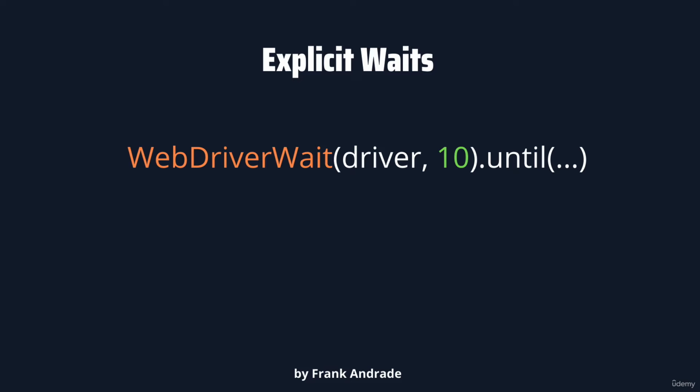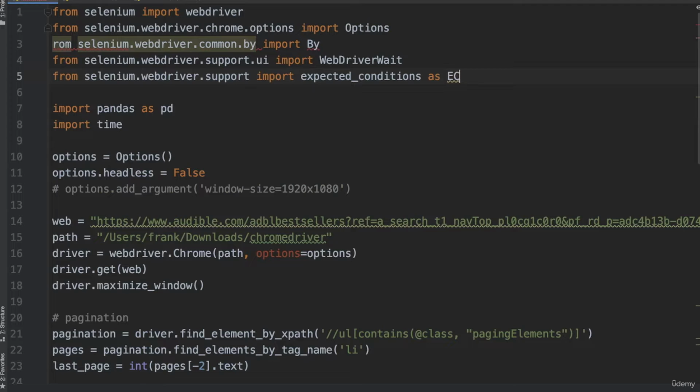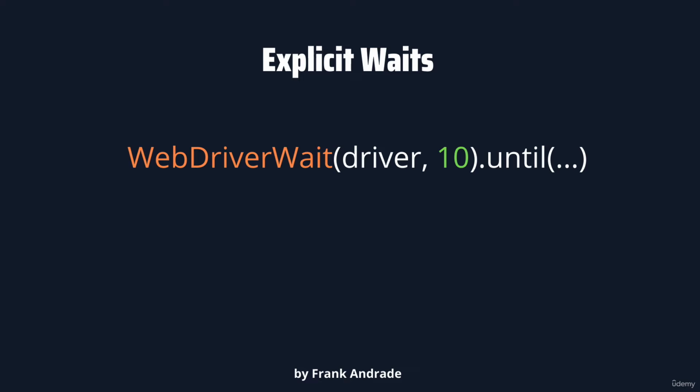To work with explicit waits, we have to import 3 libraries: By, WebDriverWait, and EC, which stands for expected conditions. After this, we can create an explicit wait. Now let's see the syntax of an explicit wait. The explicit wait is a bit long, so I split it in 3 parts.